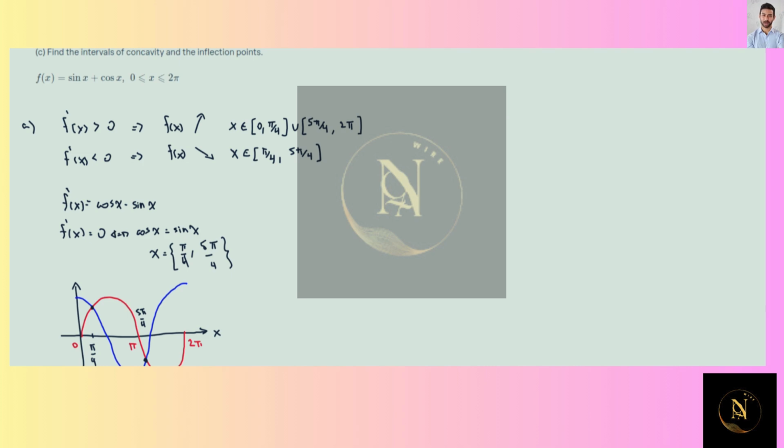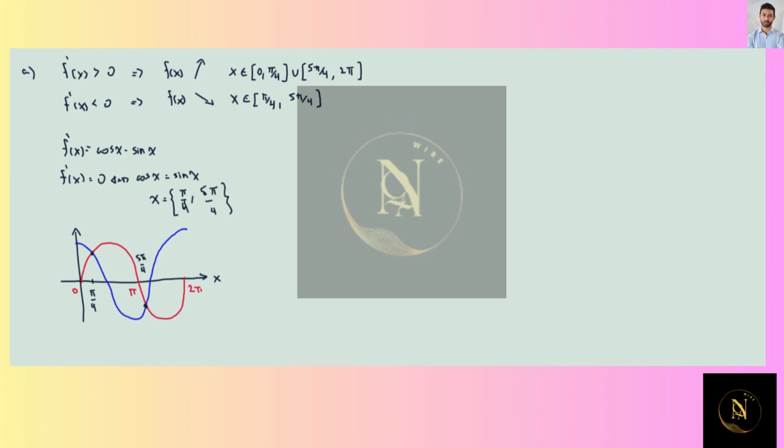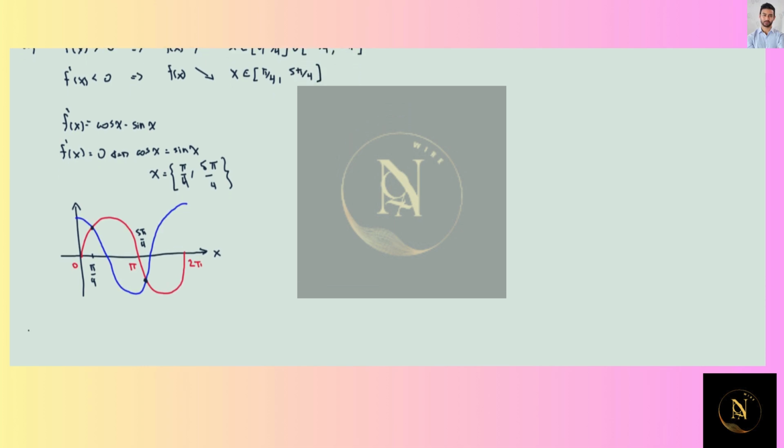Next, in question B, we want to find the local max and the local minimum values of f. So we've already found our critical points. Our critical points correspond to x equal to pi over 4 and 5 pi over 4. Now to diagnose whether this critical point is a min or a max, we need to look at the second derivative. Let's calculate our second derivative. F double prime of x will give us minus the sine of x minus the cos of x.